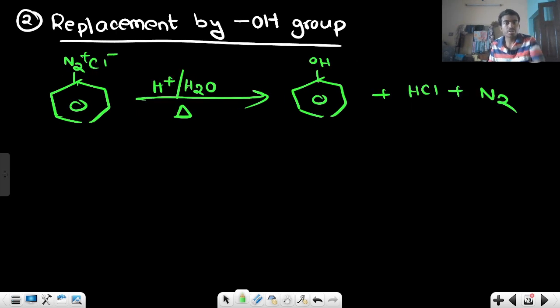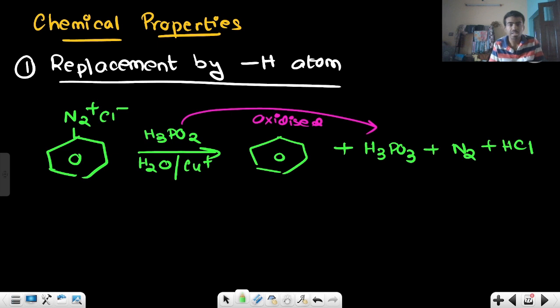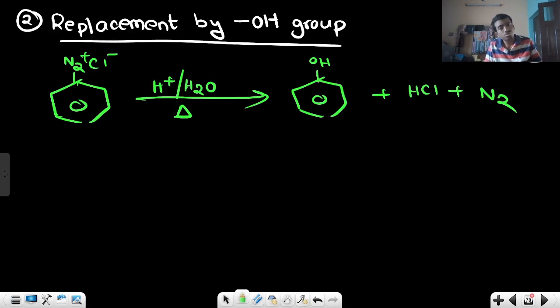Right, let me just repeat the three reactions. Replacement by H atom, then you will use H3PO2 in presence of water and copper ion, then you will get benzene along with H3PO3, N2 and HCl. Done. If you are trying to replace by OH group, then you will just heat in presence of acid, water. Okay, so acid, any acid you will write. Usually go for concentrated H2SO4. You go for H2SO4, I'm writing over here.